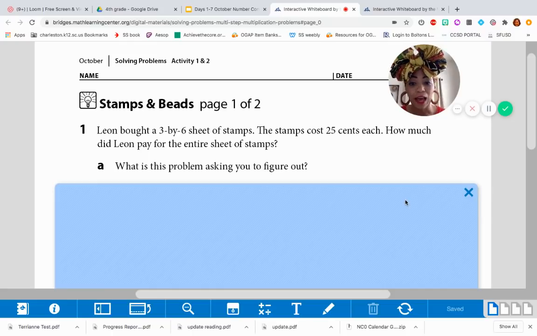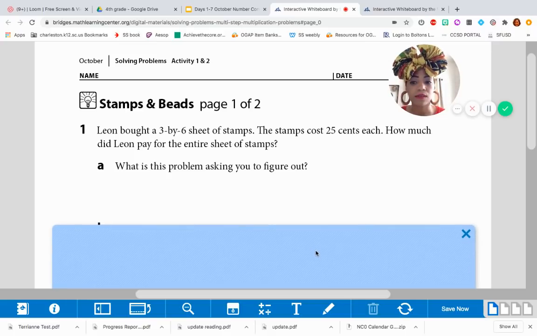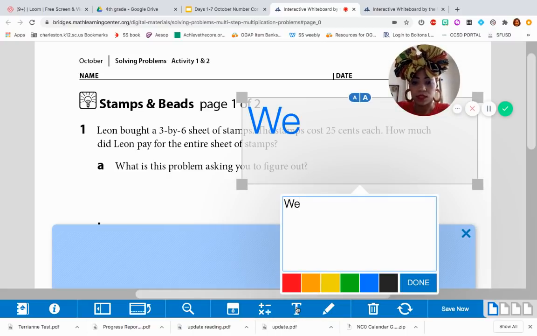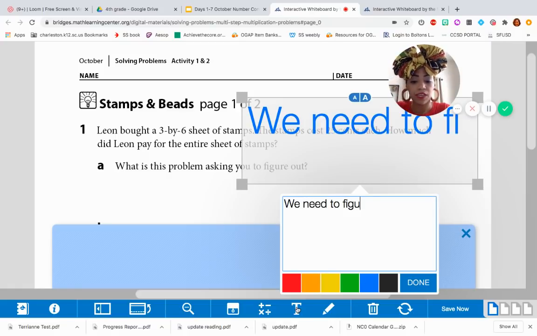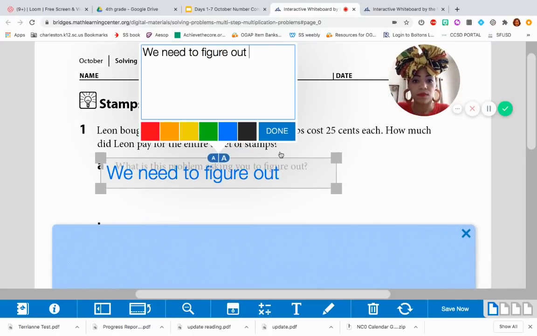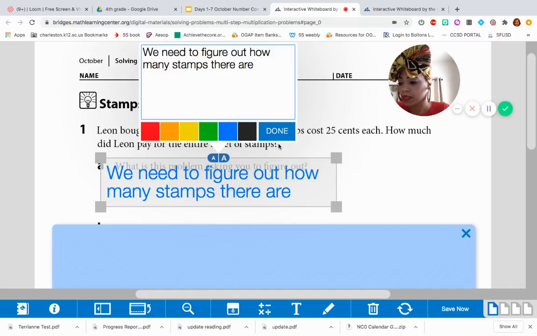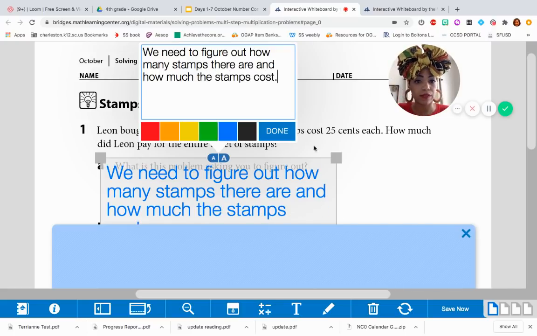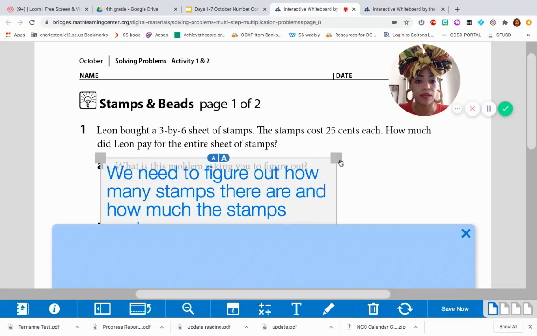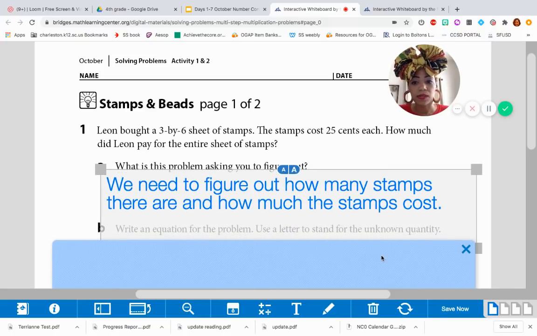Yeah, we need to know how many stamps there are in all. So I'm going to move this down ever so slightly, and I'm going to fill that in. So it is asking us this. We need to figure out, make it smaller. We need to figure out how many stamps there are and how much the stamps cost. Y'all agree with that? Are we good? Okay, great. I'll make it even bigger so we can clearly see. So, let's move on to the next part.